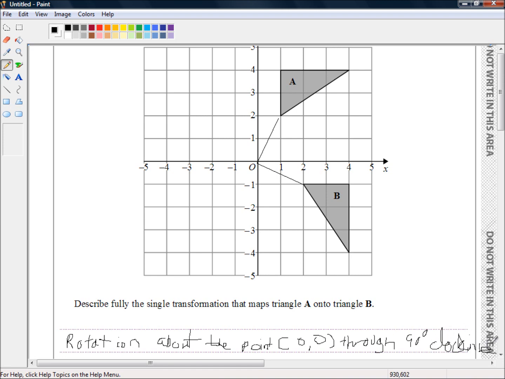Okay, so our answer is rotation about the point 0, 0 through 90 degrees clockwise, or rotation about the origin through 90 degrees clockwise, or rotation 90 degrees clockwise through the origin, something like that.